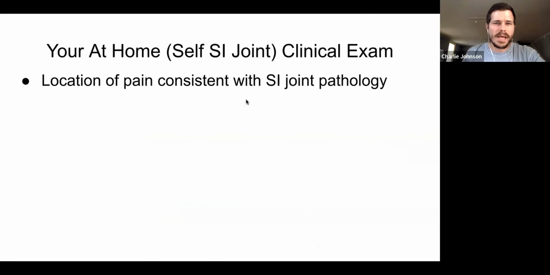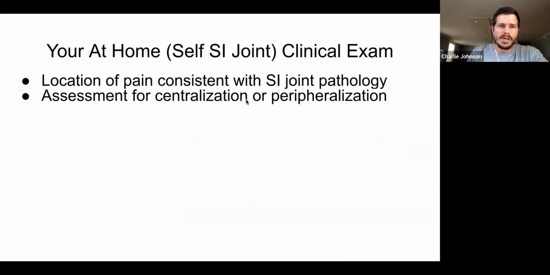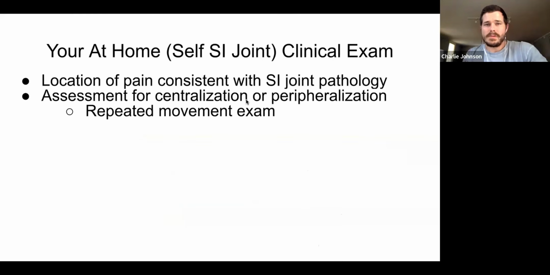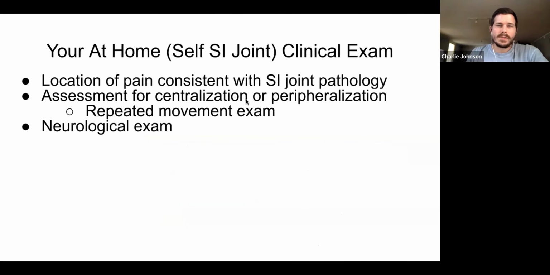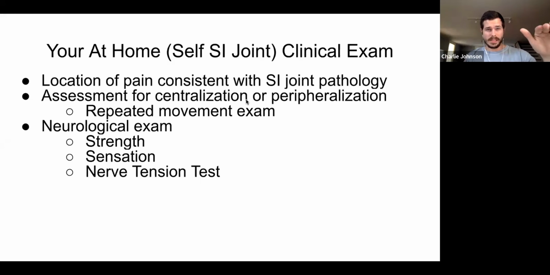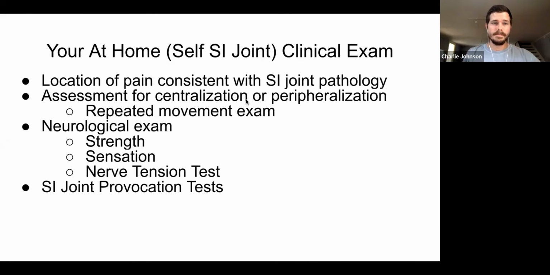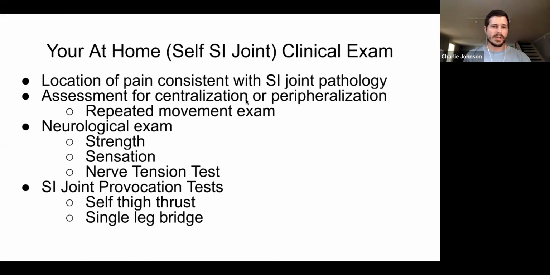You have to have location of pain consistent with SI joint pathology. You have to assess for centralization or peripheralization. You have to do that via repeated movement exam. You have to screen the neurological system to make sure that it's healthy and essentially rule that out. You can go through strength. You can do some sensation testing, and forget about reflexes for a moment. You can go through a simple straight leg raise, a nerve tension test. And then you can go through these SI joint provocation tests, not all the fancy ones that maybe I would do, but why not try these, little thigh thrusts and a single leg bridge?